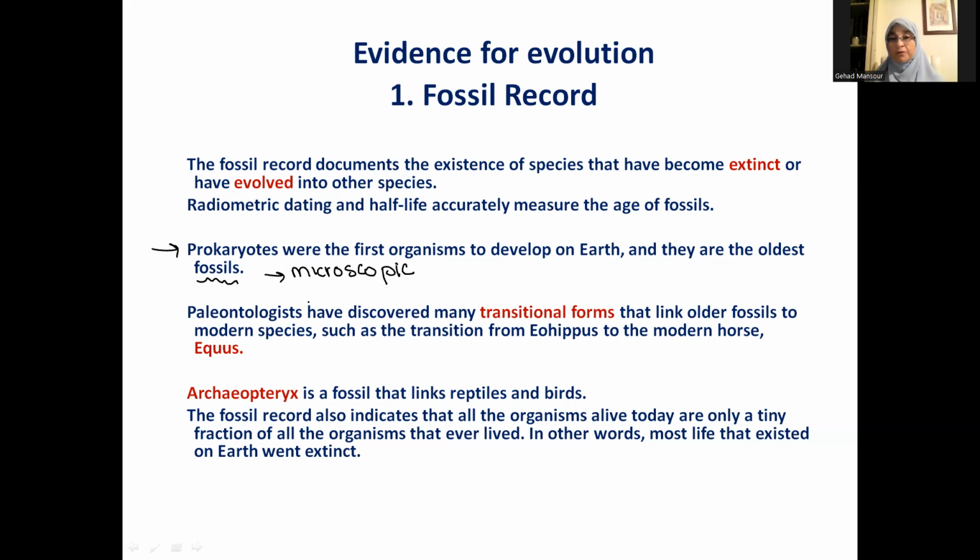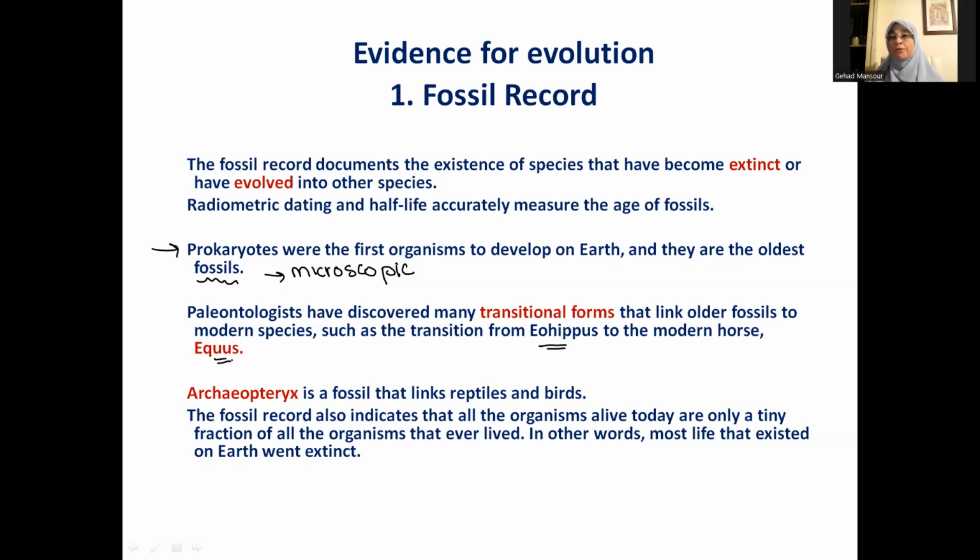Paleontologists who study the fossils have discovered many transitional forms. Transitional fossils are fossils that link two species, an older species with a newer one. For example, in the natural history of horses, there was a transition from the Eohippus to the modern horse, which is the Equus. All the stages in between that we are going to see on the next slide are called transitional forms in the natural history of a horse.